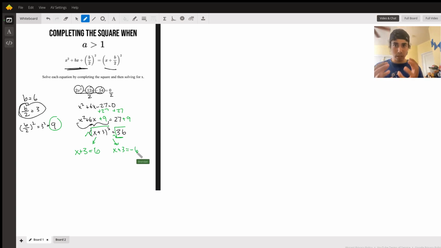All right, and with these, when we're completing the square like this, you're going to be looking for 2 answers. And then we are one step away. Subtract 3 on both sides, so we will get x equals 3. And then again, we will subtract 3 on both sides, and we will get x equals negative 9. All right, there we go.